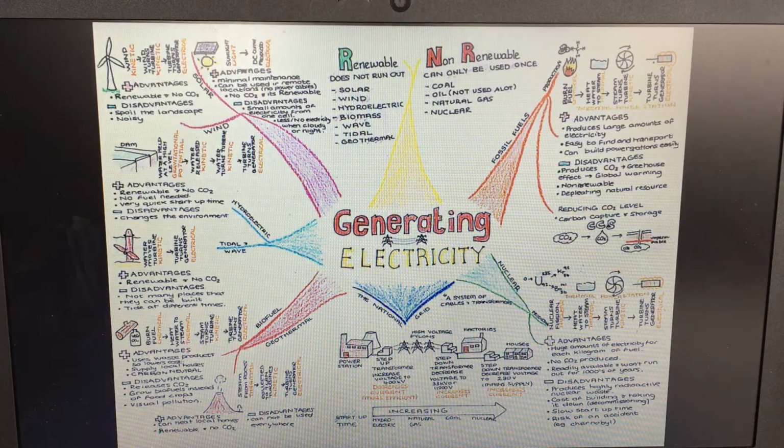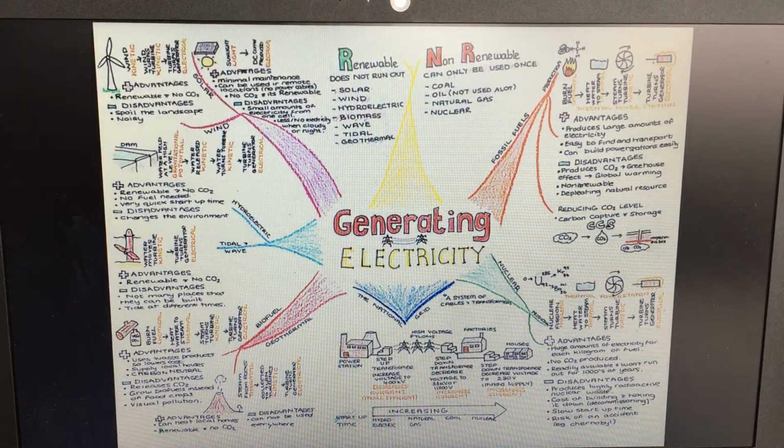This is a video for learning map I've done for generating electricity, and it comes up in P1 part 2 AQA. So when it comes to generating electricity, we have different methods that we can use. We have renewable and we have non-renewable, okay? So renewable doesn't run out, it's a resource we can use continually, whereas non-renewable, it can only be used once and there's a limited supply of it, okay?